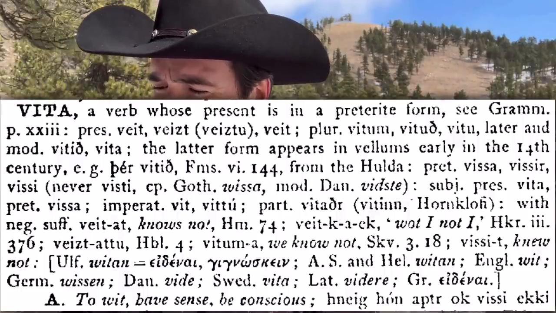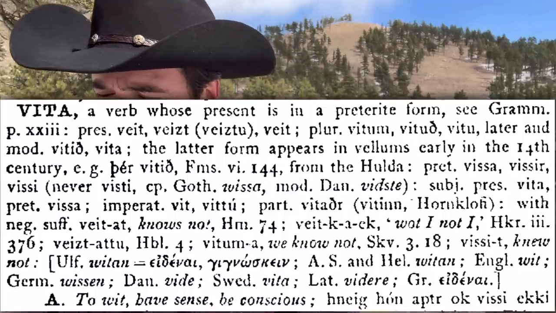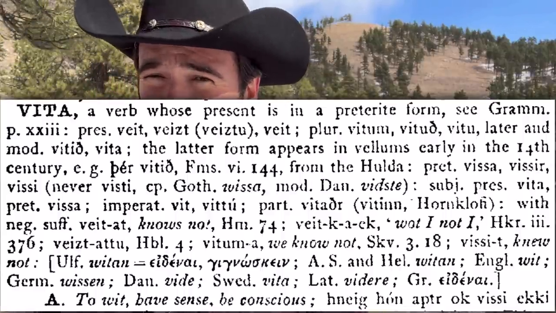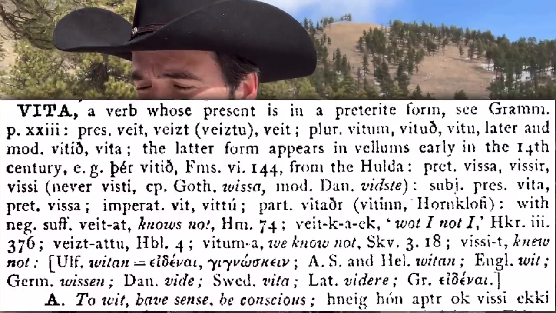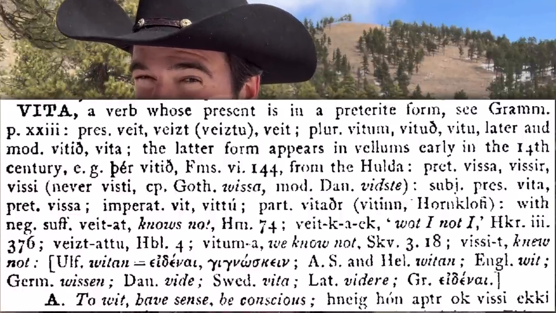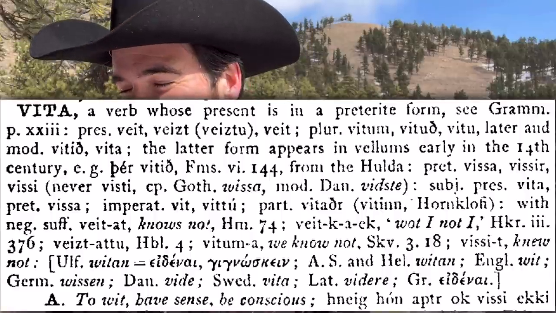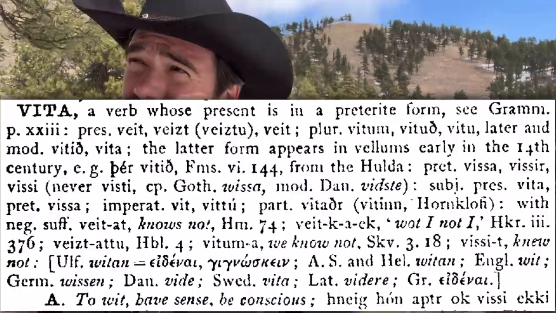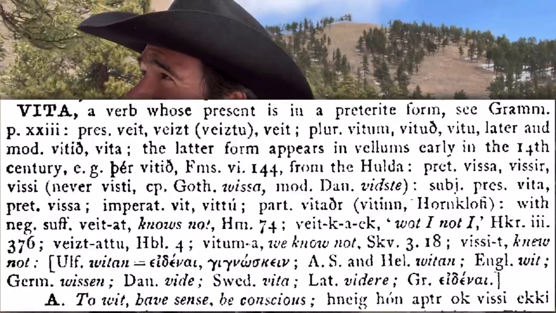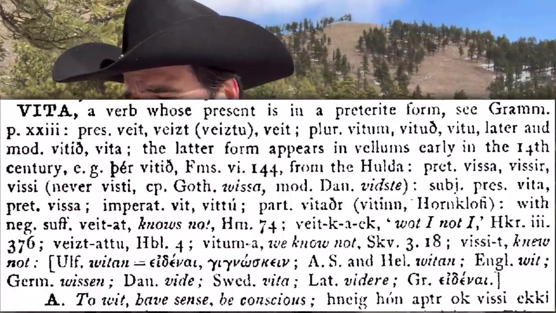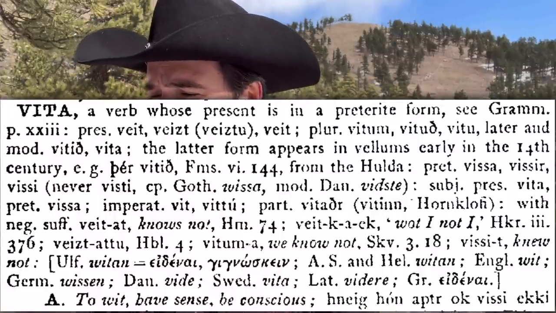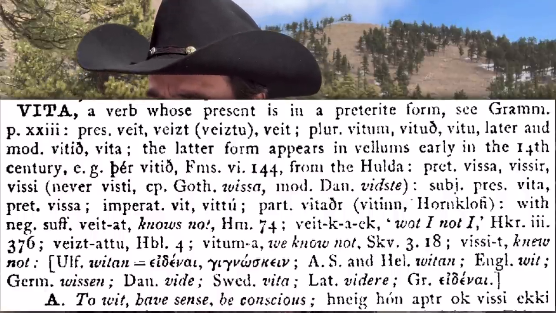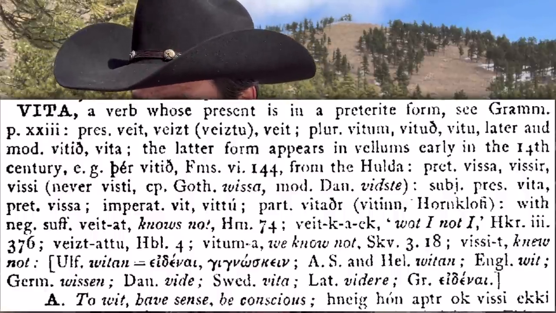Visit, knew not. Ulf. All right, so here he's getting into etymologies, and this is a pretty typical etymological entry. Ulf means ulfla, so he's showing you the Gothic, witan. And then he shows you the Greek word that ulfla translates with, which is helpful if you know Greek. So eat, ate, and I, like no, gegnoskein, no. Anglo-Saxon, halion. Halion being the major work of Old Saxon, that's how he's usually going to cite Old Saxon. Witan, English wit, German vissen, Danish lila, Swedish vita, Latin videre, Greek eidonai.